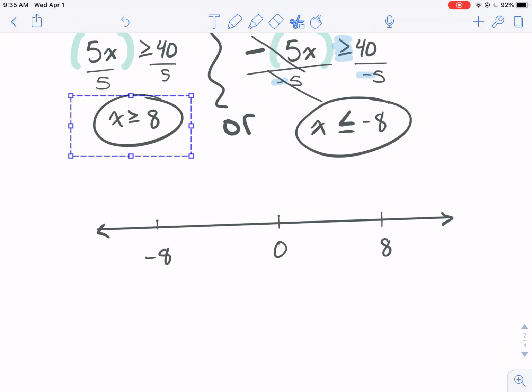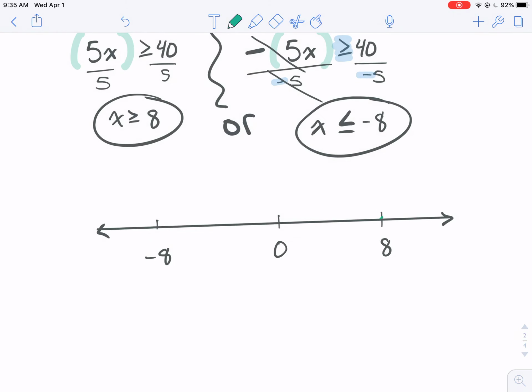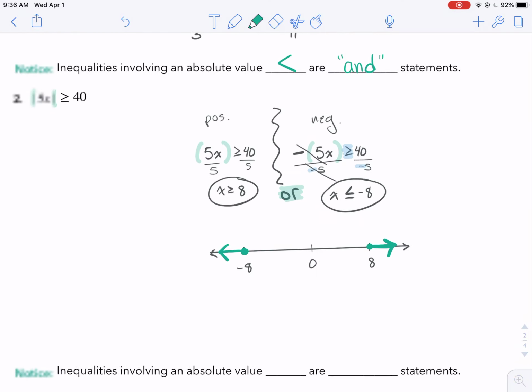To graph x is greater than or equal to 8, that's a closed circle going greater than. X is less than or equal to -8, that's another closed circle going less than. So because we have this or, our graph is split, going two different directions.